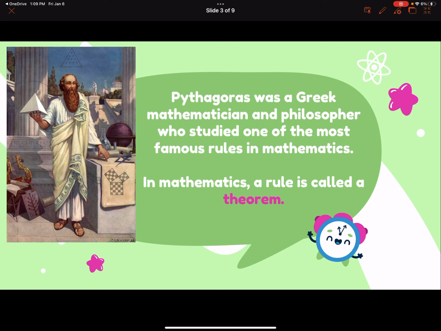So your vocabulary word here is the word theorem. I want you to write that down, and it is just a rule in mathematics. So a rule in mathematics is called a theorem. So Pythagoras came up with this theorem called the Pythagorean theorem.